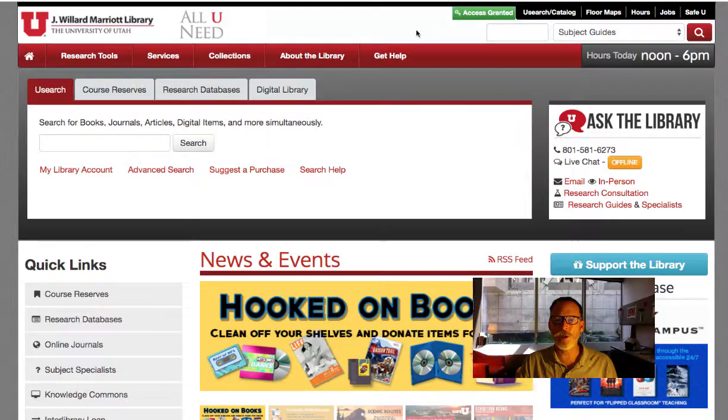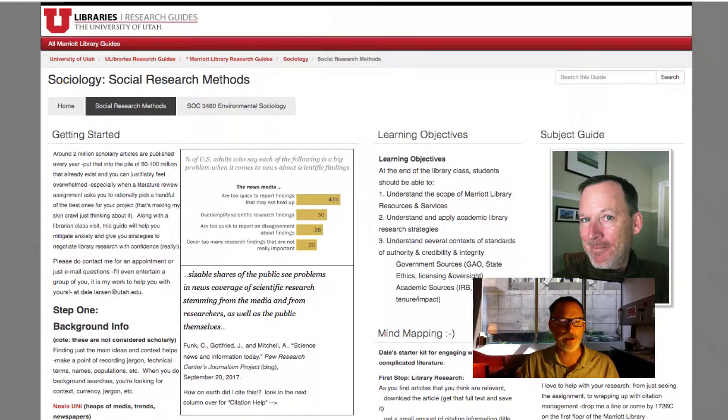If we go to the library homepage, you see right here, that's where you would log in if you were off campus. If you're on campus in some wireless networks, you need to do that too. But let's go back to the guide.